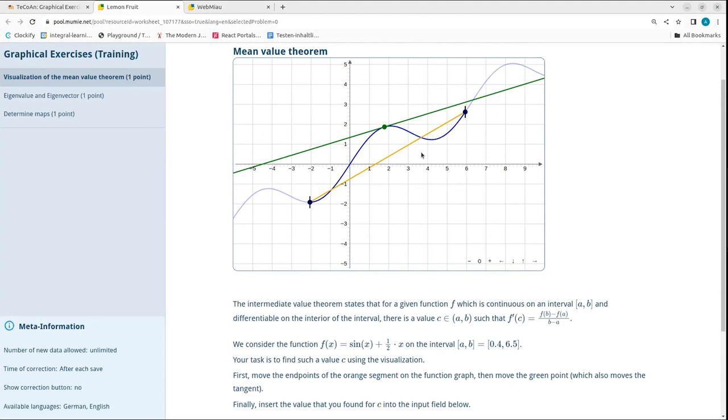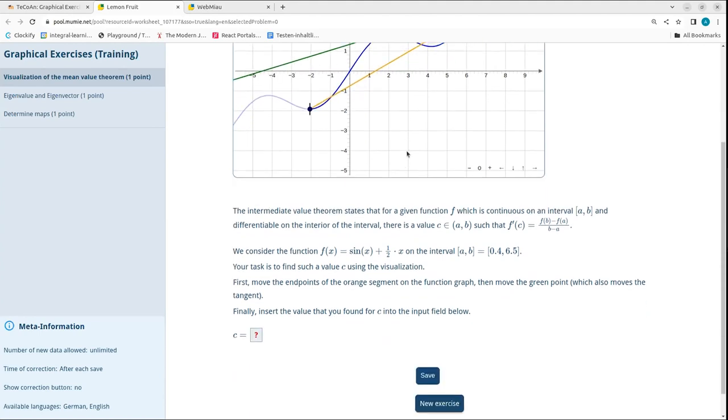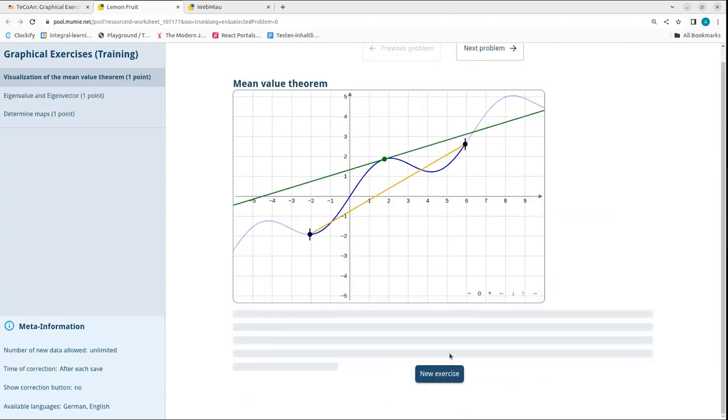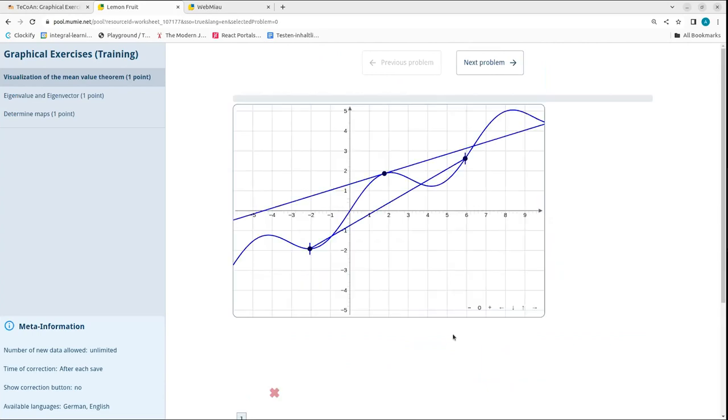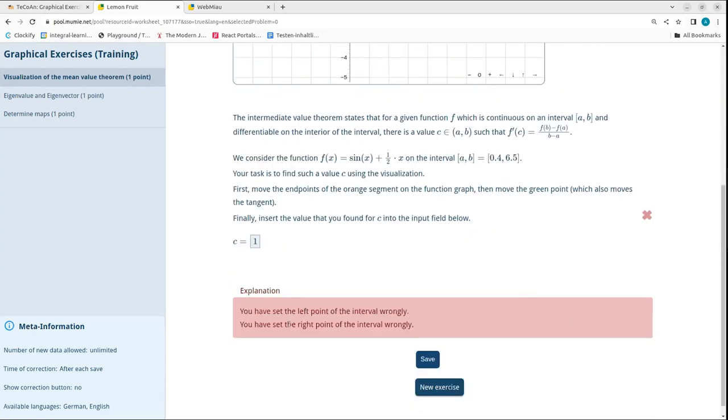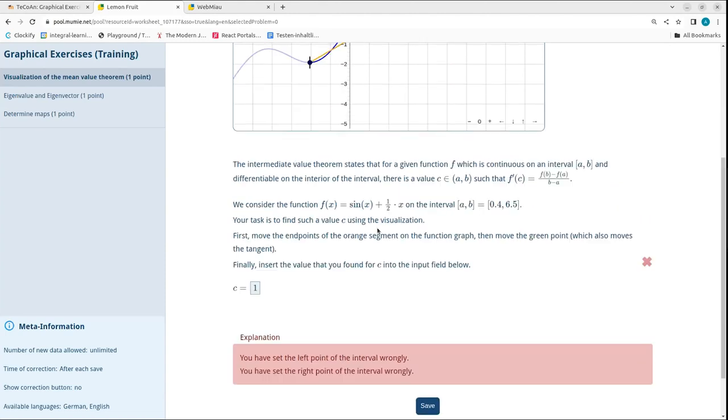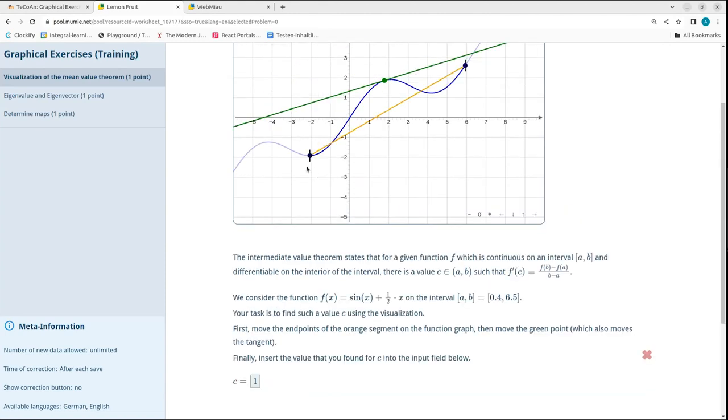So I just put in some random things. Let's put in a one, and if I press on save, then the whole problem is corrected, and we get some explanation on the solution that is given. The first thing is that the left point of the interval is wrong, and the right point is also wrong. Of course, I did it completely wrong. So let's do a step further. This should be at 0.4, and this one should be at 6.5.